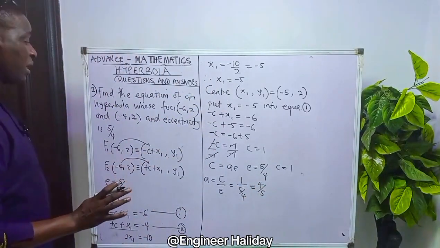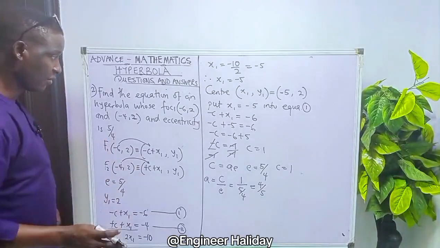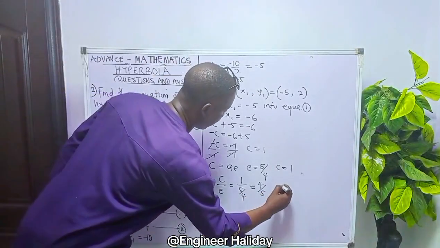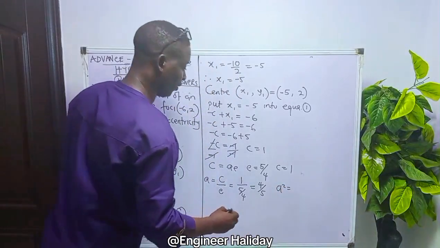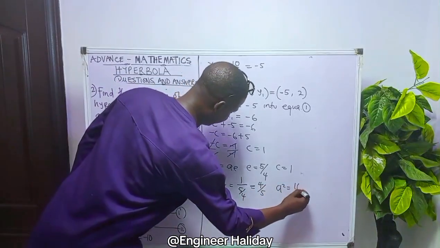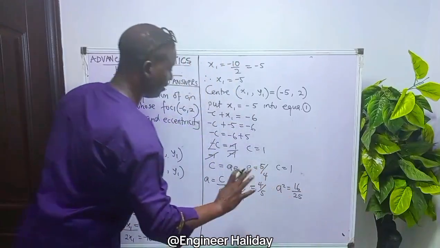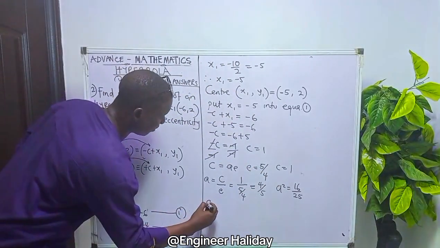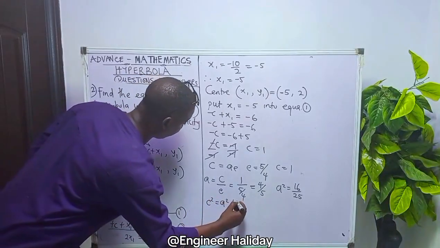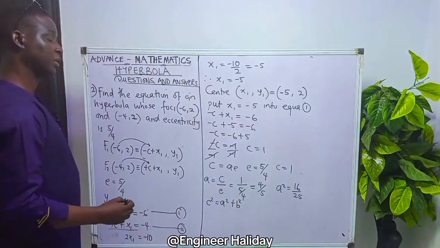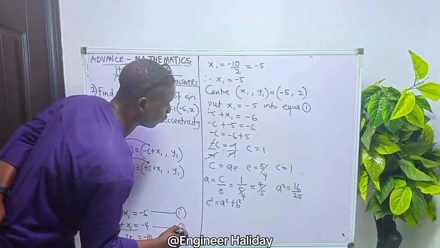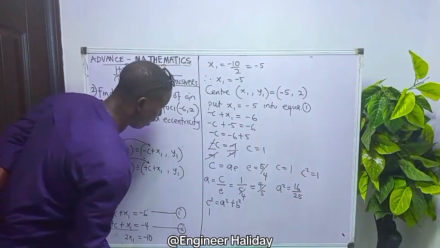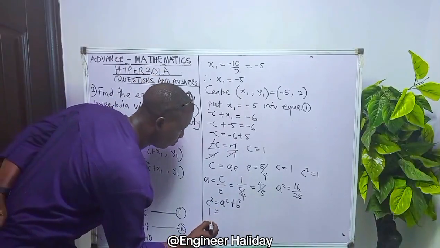So since we have gotten our a to be 4/5, that matter is settled. Now we can get b. a square will give us, square this one, we have 16/25. Now leave it like that first. Now let's get b. If we want to get b, we have c square equal to a square plus b square. That's what we are going to use. Now c square is what? Is 1, because c is 1. 1 square is 1. Equal to what will be?